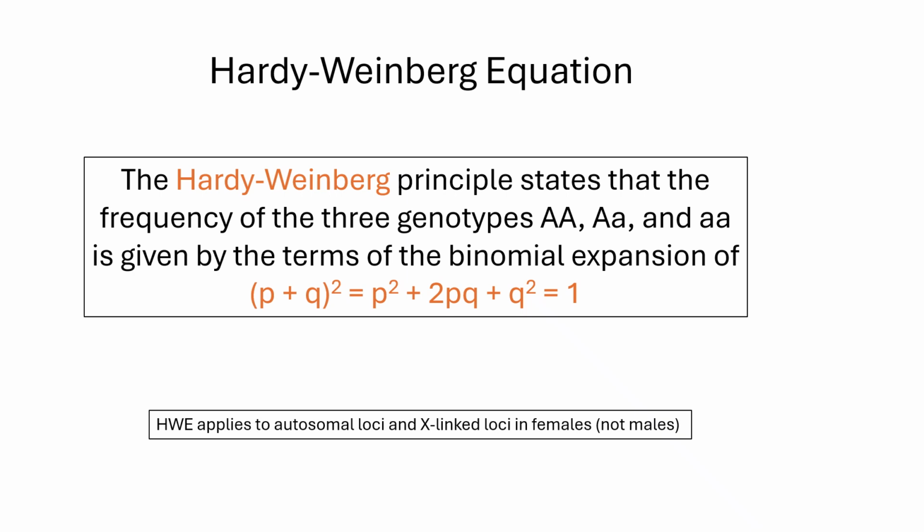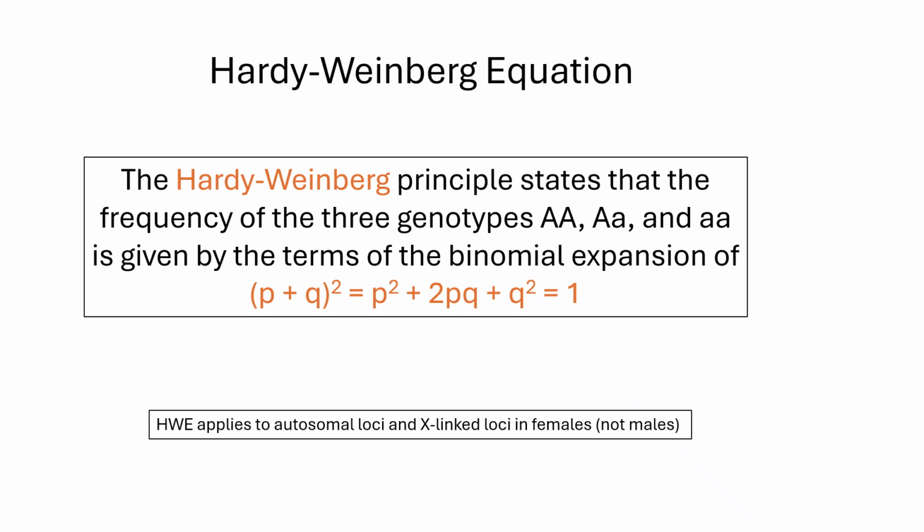So the Hardy-Weinberg principle states that the frequency of the three genotypes, so uppercase A's, or uppercase A and lowercase a, or lowercase a's, is given by the terms of the binomial expansion. So instead of uppercase A, we apply p, and instead of lowercase a, we apply q. We've learned previously that p plus q is 1, right? So if p plus q is 1, then p plus q the whole squared should also be 1.